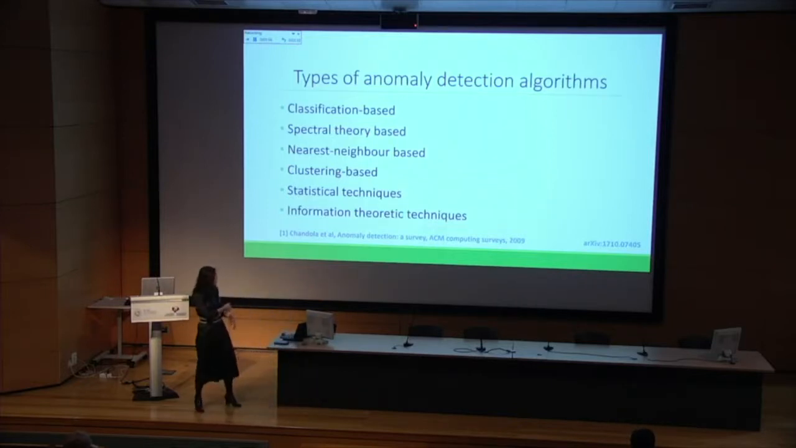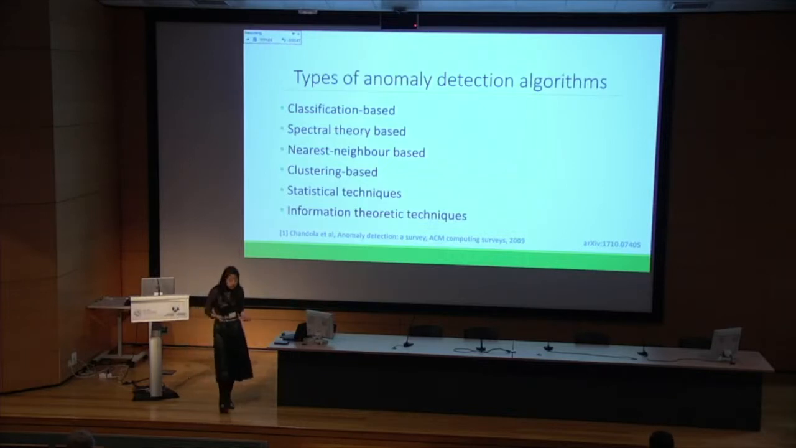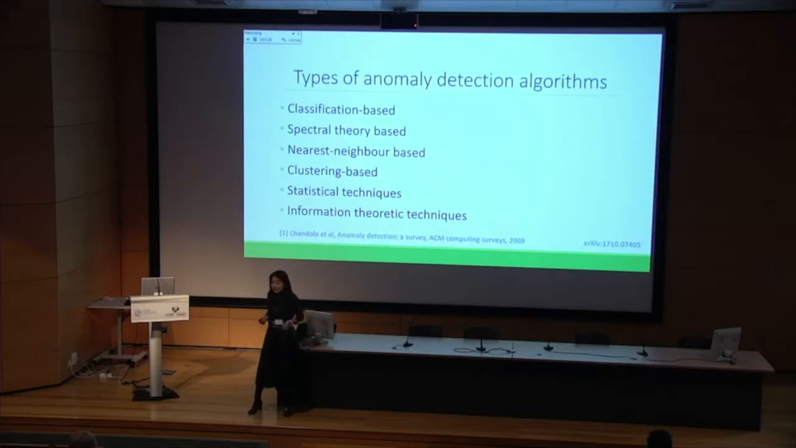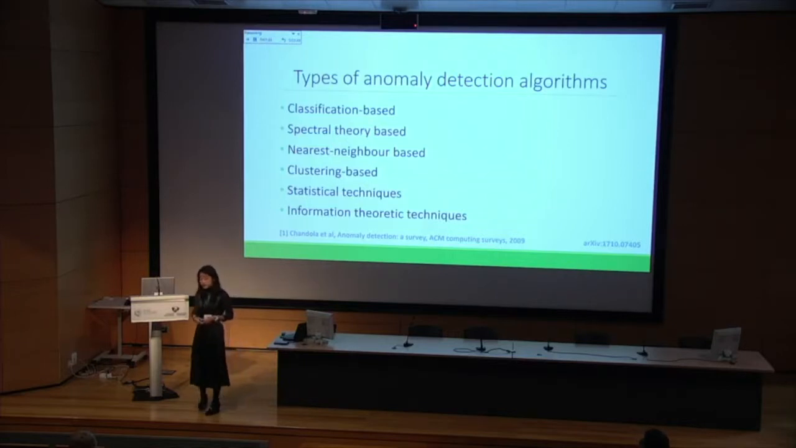And you can see, on this list, most of them are based on machine learning algorithms: classification-based, spectral-based, nearest neighbor, and clustering-based. And a lot of these algorithms we already heard of throughout this week. And there are also statistical techniques, where you might assume your data to have a Gaussian distribution, and any deviations from that you might call an anomaly. So we also have non-machine learning techniques, but most of them are based on machine learning, and they've been very successful. Some of these algorithms are what your computer might use to detect credit card fraud, right? These are based on machine learning anomaly detection algorithms.